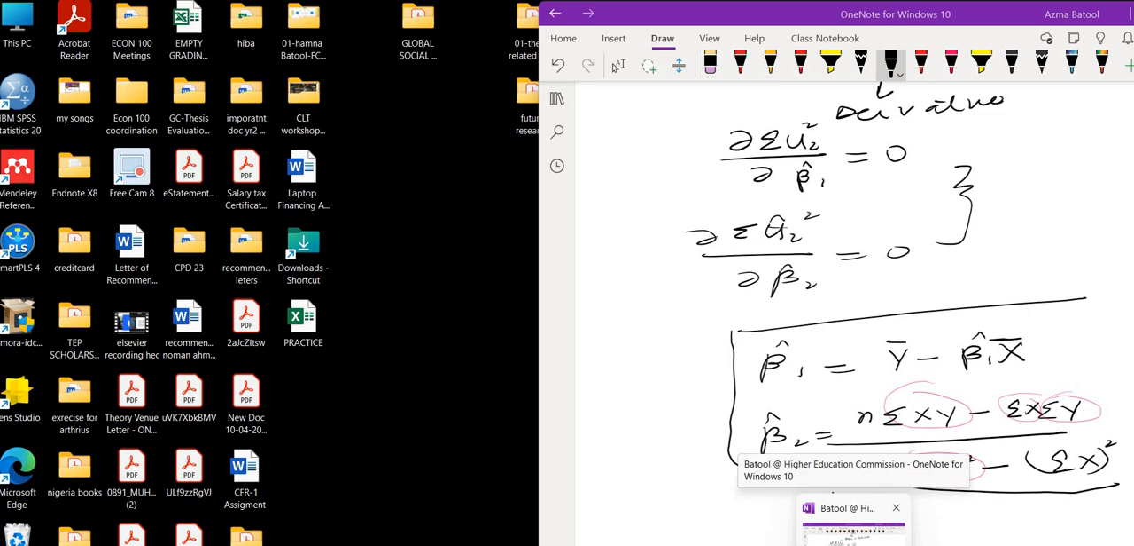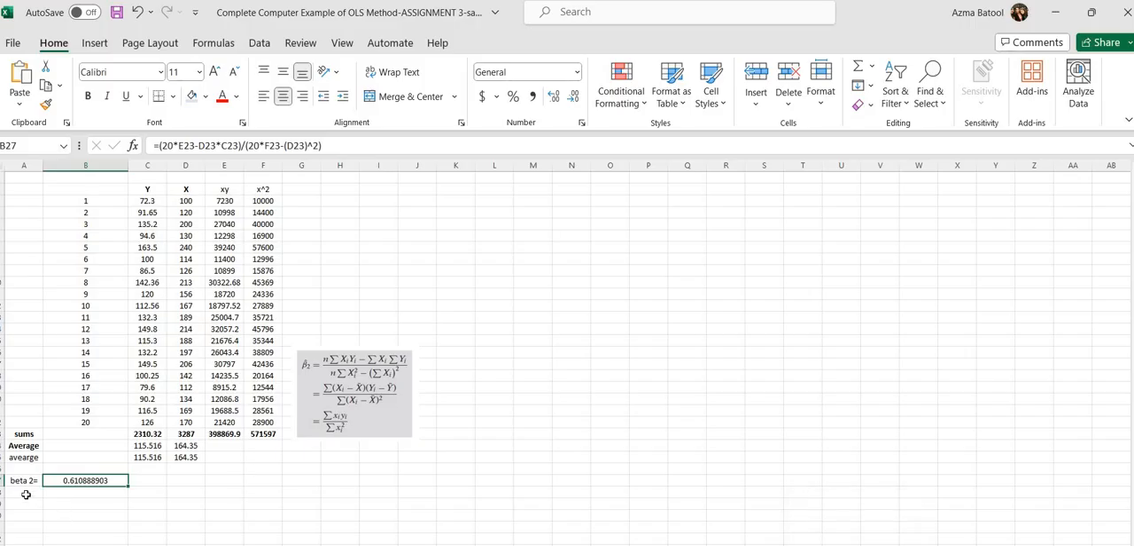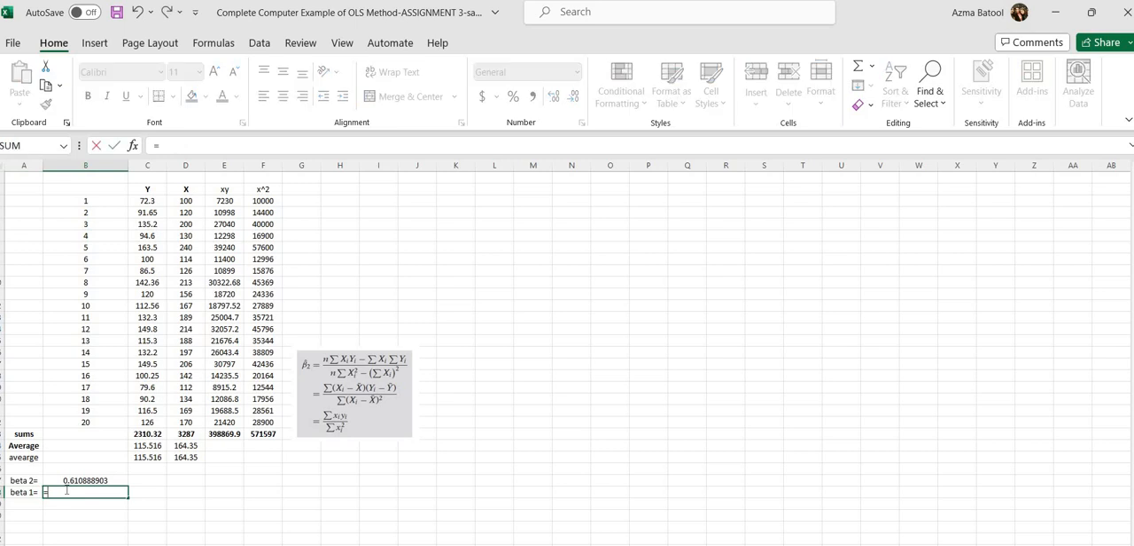Now we are going with the beta 1, which requires y bar minus beta 2 hat x bar. So let's go with that. Beta 1 equals, and now put an equal sign for the formula. What was that? That was y bar. So where is y bar? It is right here, the average. Can you see that? This is y bar, the average.